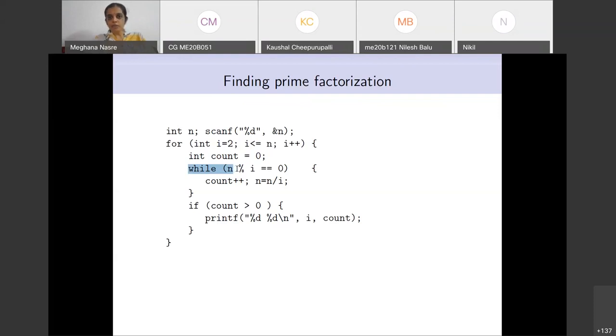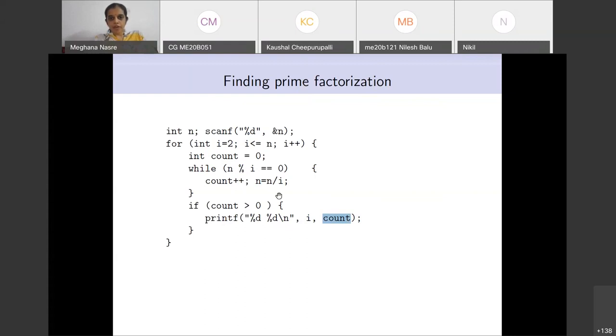If it does, you are not only incrementing the count, but you are also modifying n. This is very important: n is equal to n divided by i. This was what we agreed. And at this stage, if i divides n, then this count is going to be modified to be something greater than 0, in which case you print that i is a prime number which is dividing n so many times, or this is the count, that is the power in the prime factorization of n for the prime number i.